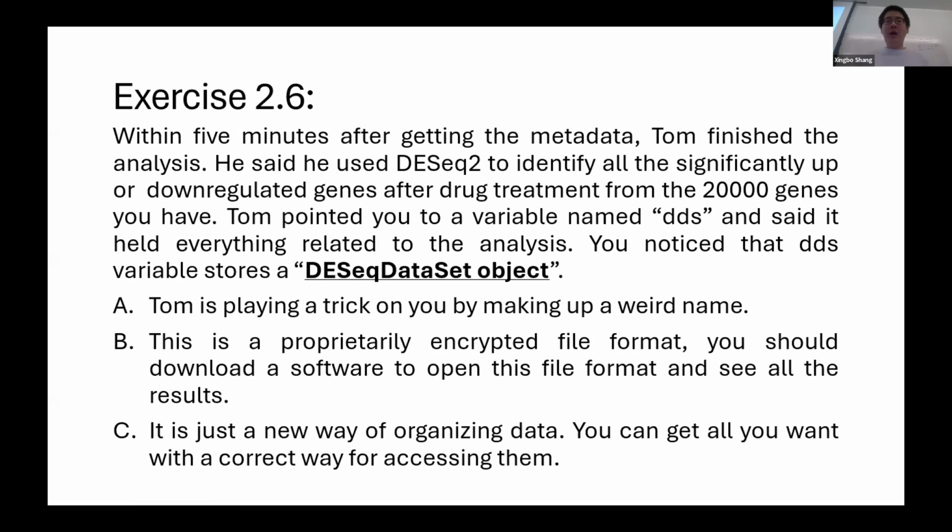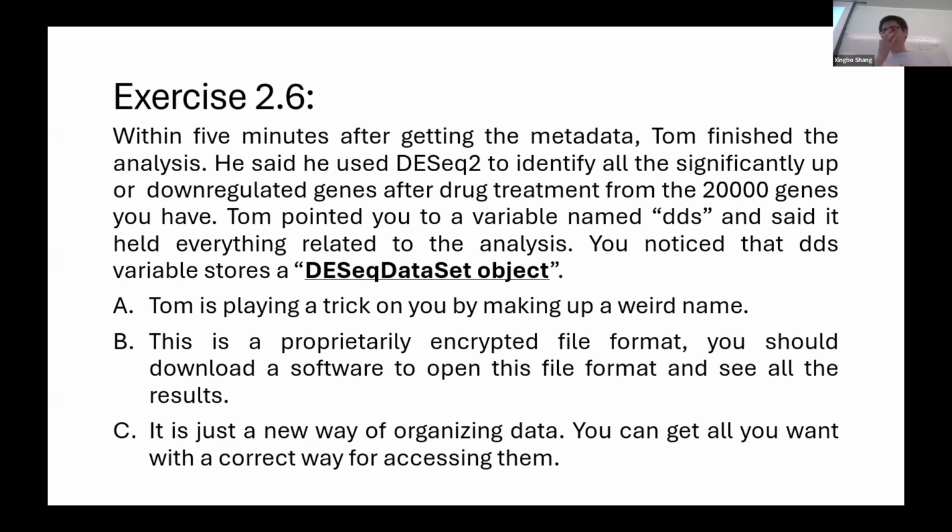Exercise. Within 5 minutes after getting the metadata, Tom finished the analysis of the RNA-seq experiment. He points you to a variable named DDS. It's just a variable name, and he said that everything related to the analysis, the raw data, the metadata, the results of the analysis, is all in this variable. So you check this variable and find that it's something called a DESeqDataSet object. Again, I do not make this up. You will frequently encounter this if you are analyzing RNA-seq data with R.